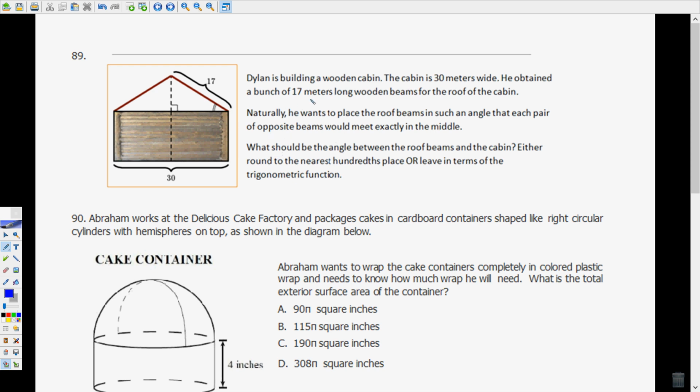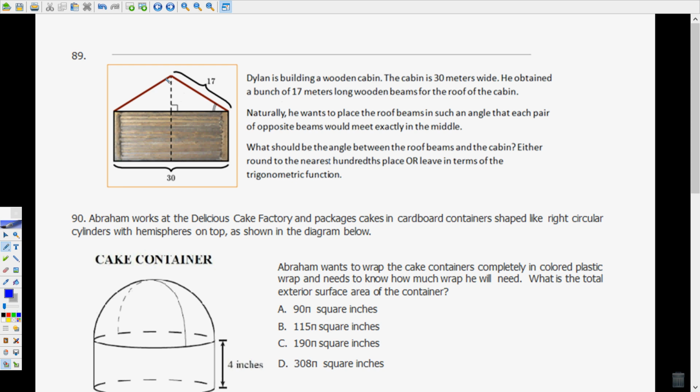Sorry to disappoint. Dylan is building a wooden cabin. The cabin is 30 meters wide. He obtained a bunch of 17 meters long wooden beams for the roof of the cabin. Naturally, he wants to place the roof beams in such an angle that each pair of opposite beams would meet exactly in the middle. So we want this to be right in the middle.